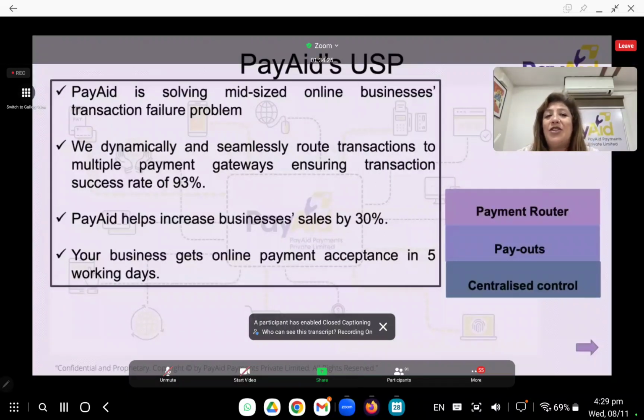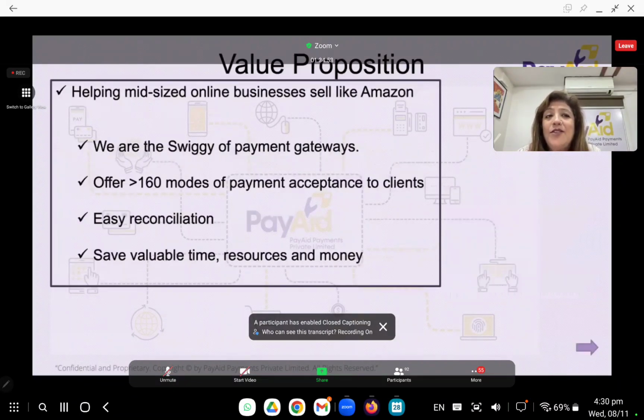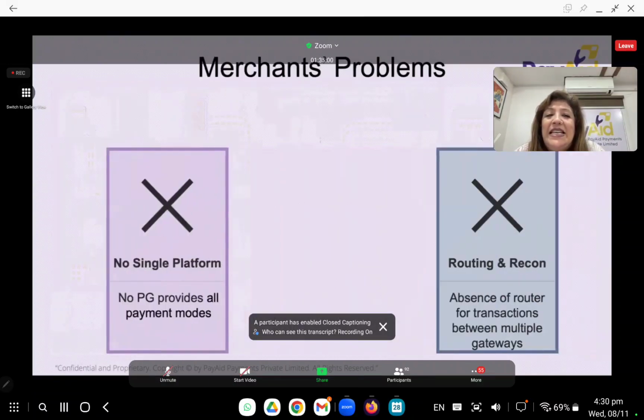Pay8's USP is that we are solving the transaction failure problem for the mid-sized online businesses, which is a need of the hour. We dynamically and seamlessly route transactions to multiple payment gateways and increase the business's sale by 30%. We can make a merchant go live in 5 working days, where today most of the major players have an embargo and are not able to let merchants go live. So basically, if I have to say it, we are helping mid-sized online businesses sell like an Amazon, right?